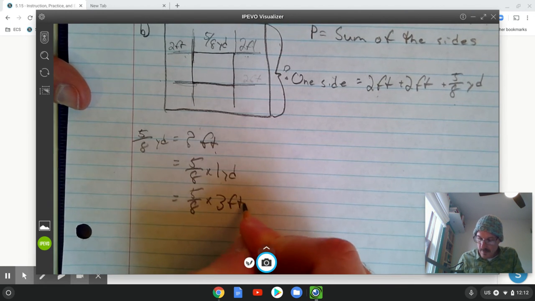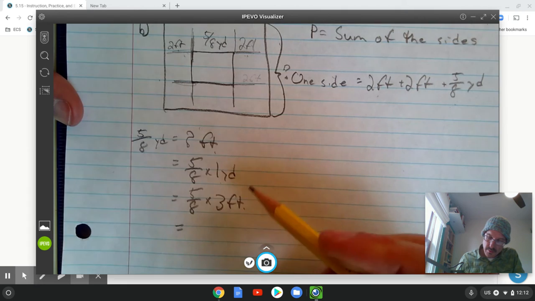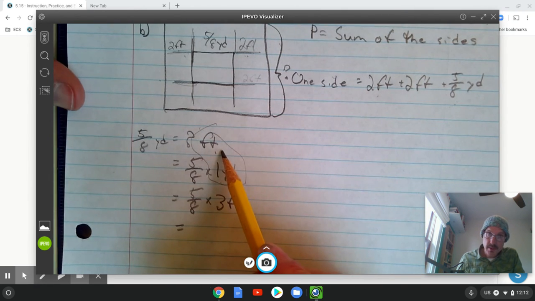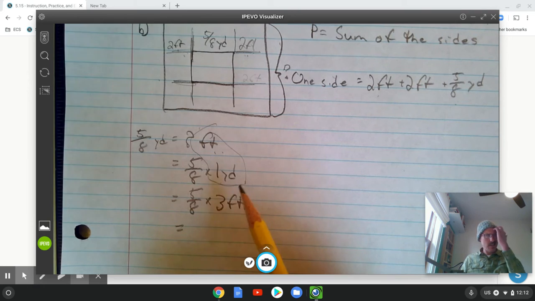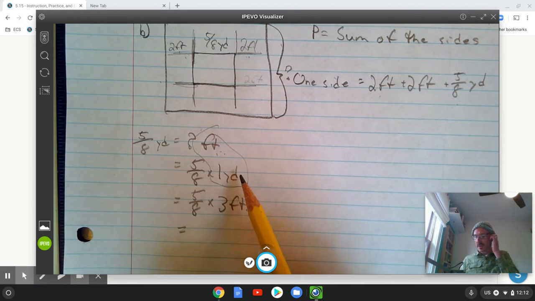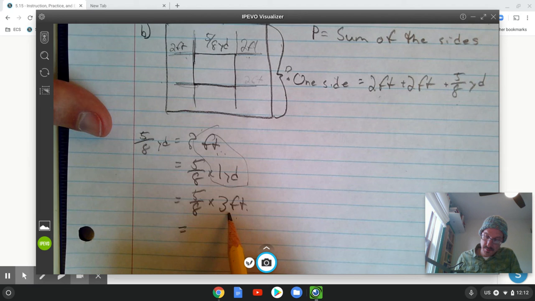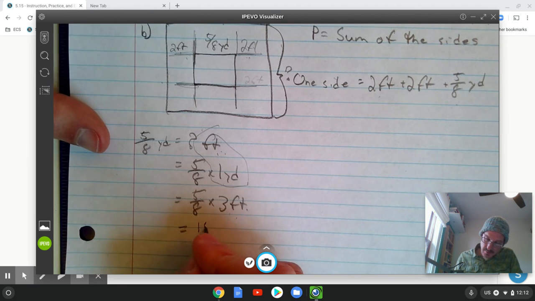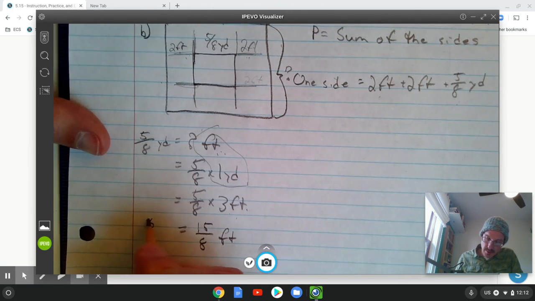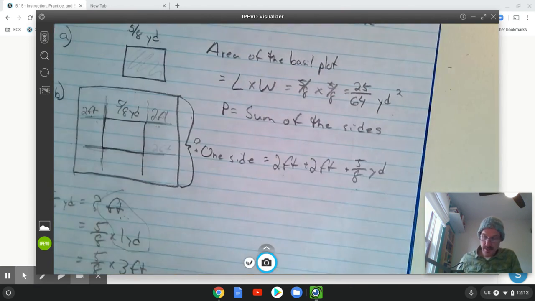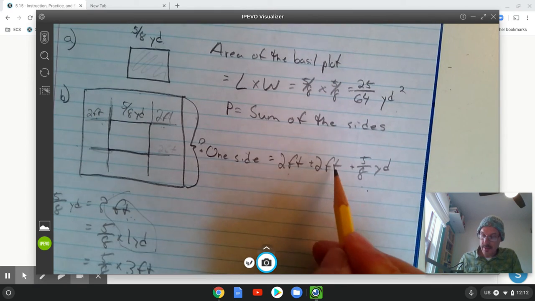3 feet. So the relationship, remember, this is the moment of truth when you're doing conversions. Feet to yards in this case. How many feet equals 1 yard? So 3 feet. So now I can just multiply that. 5 times 3 is 15. So it's 15/8 feet. So 5/8 of a yard equals 15/8 feet. So that's what I need to put here so that I can add feet to it.